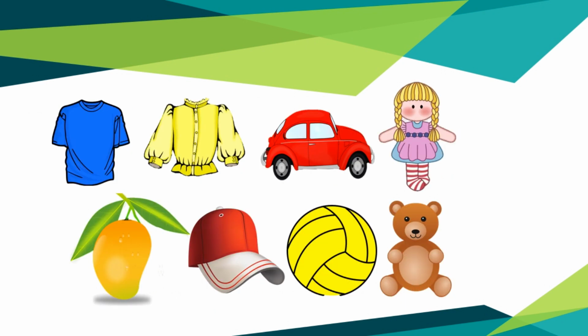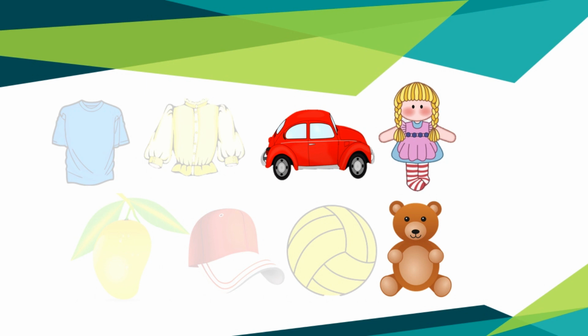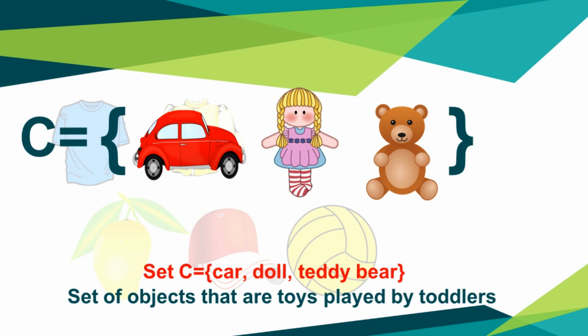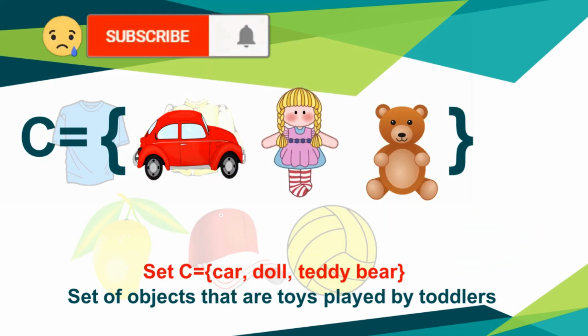Let's find again another set of objects. We can identify and describe a group according to its type and use. The group of toy car, doll, and teddy bear is a set of objects that are played with by toddlers. We can name another set in the list of objects as set C.